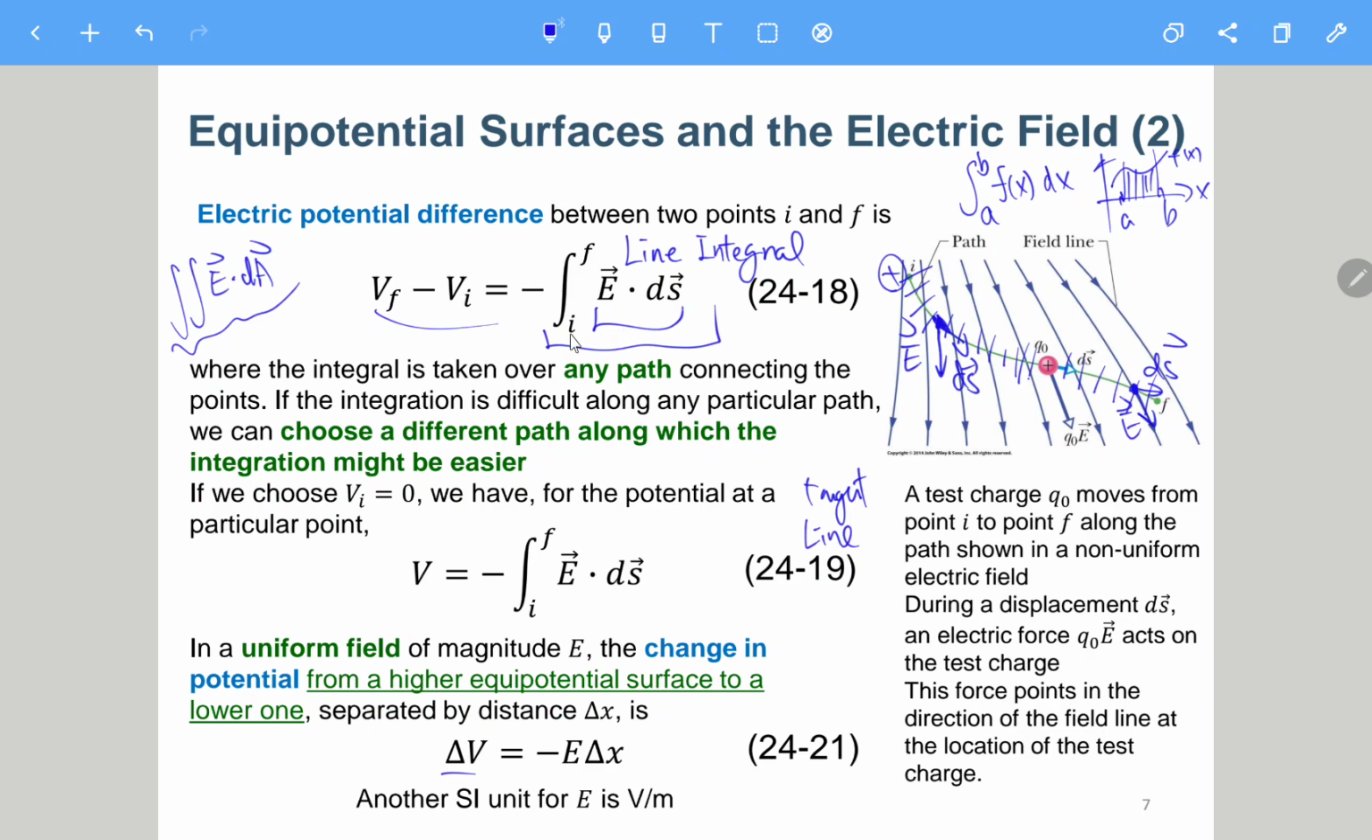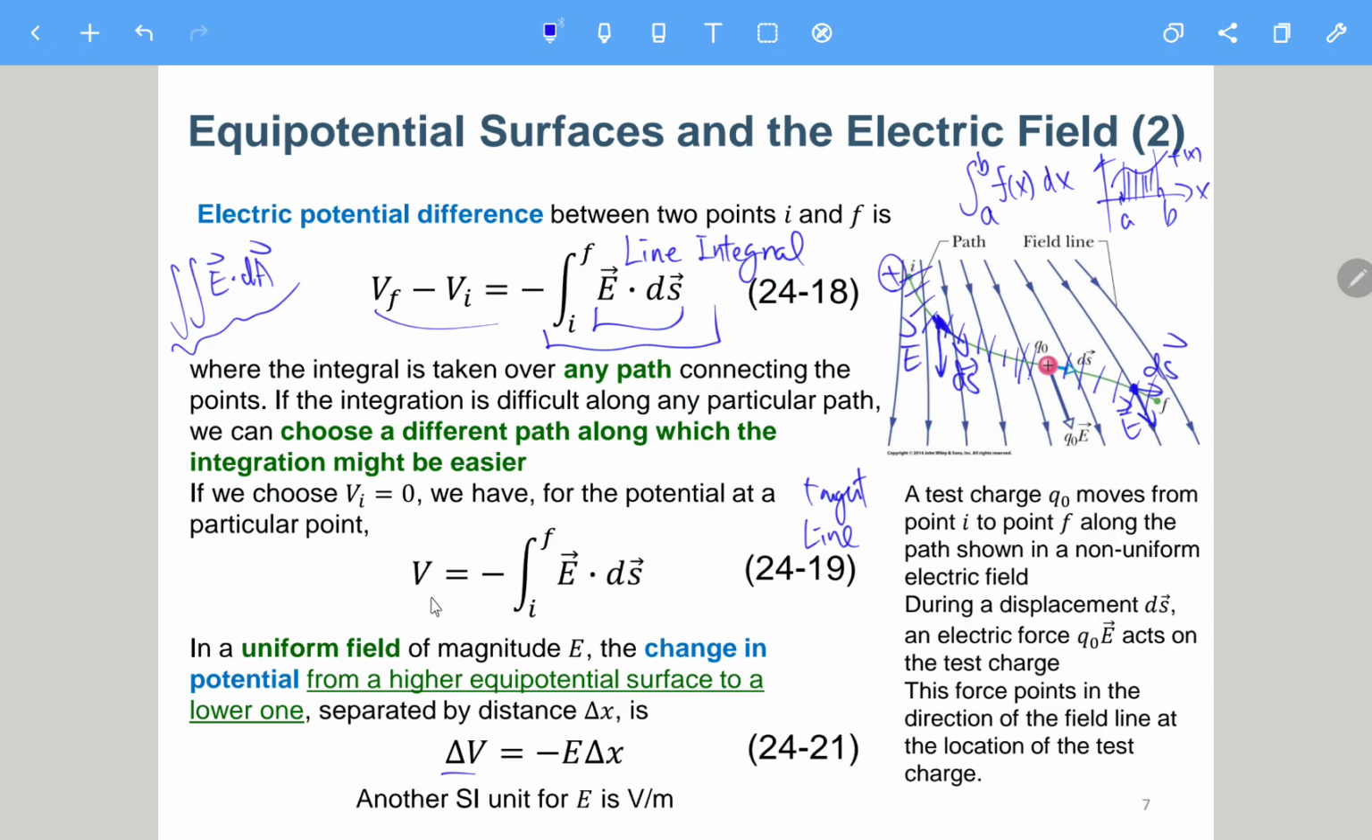Okay, so here you can see this is a line integral, and taking the negative sign gives the potential difference. So this is how we relate the electric potential and the E field, through the line integral of the E field. Here we simplify it as V equals Vf minus Vi.